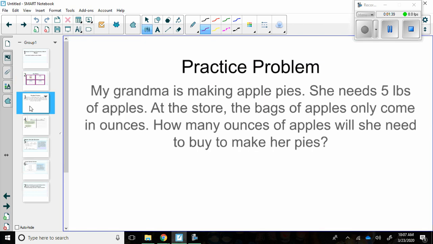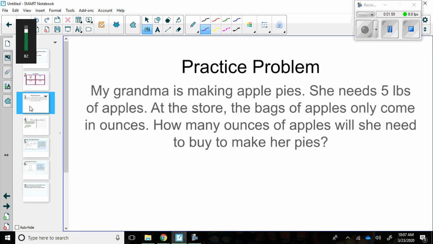The first practice problem we are going to do today is: my grandma is making apple pies. She needs 5 pounds of apples. At the store, the bags of apples only come in ounces. How many ounces of apples will she need to buy to make her pies?